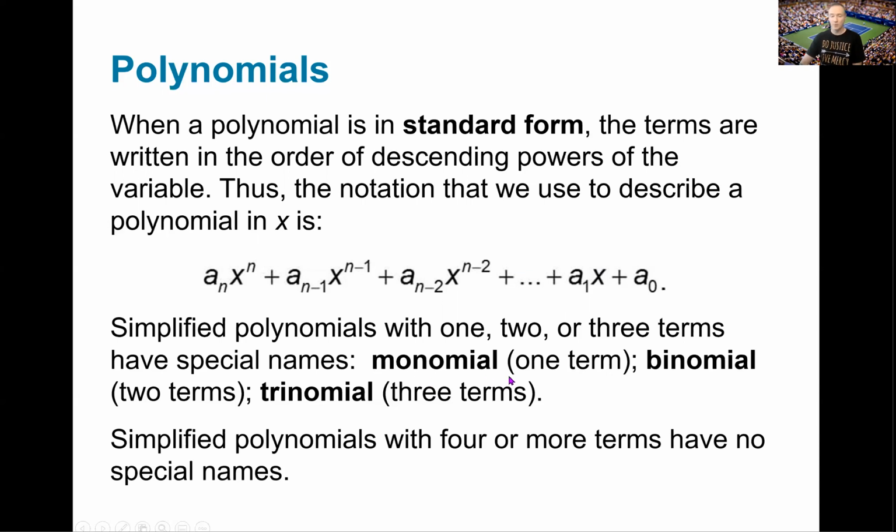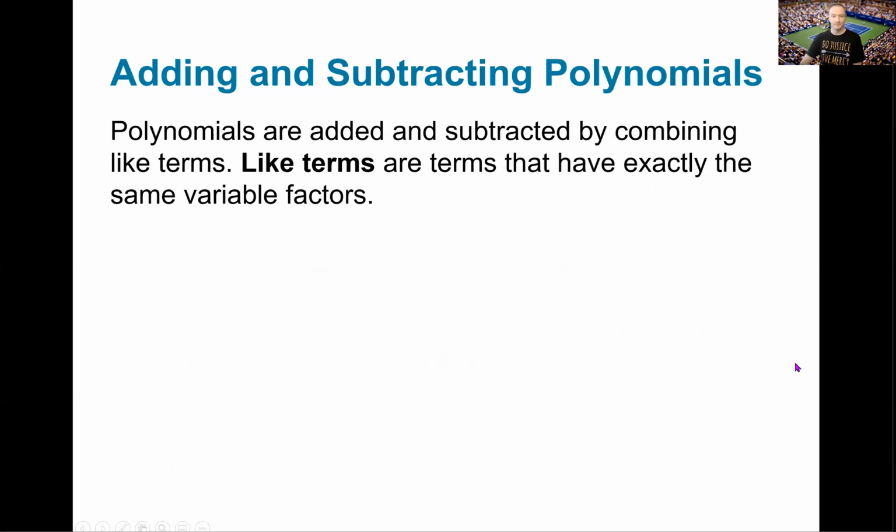Now, if there's only one term in your polynomial, it's a monomial. If there's two terms, binomial, three terms, trinomial. If there's anything more than three terms, we don't call it a quadrinomial or anything like that. Anything more than three, you just simply call it a polynomial.